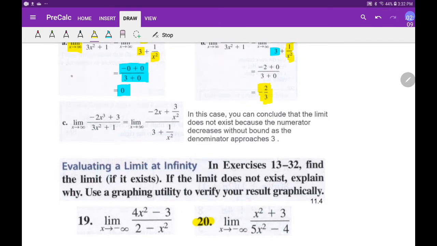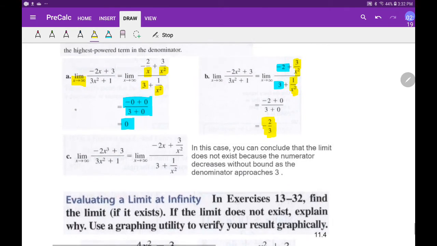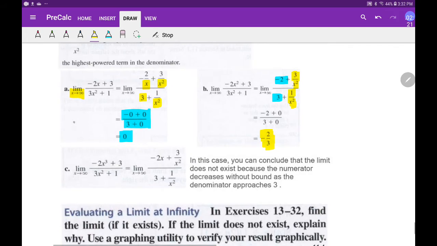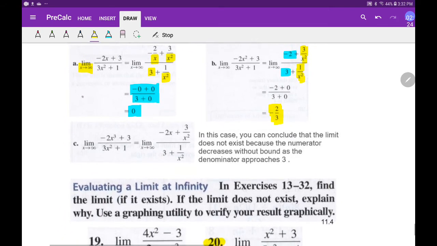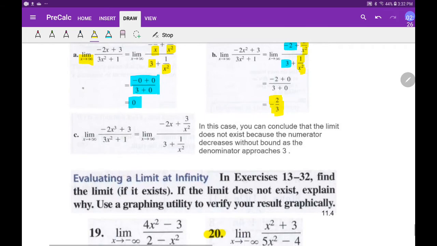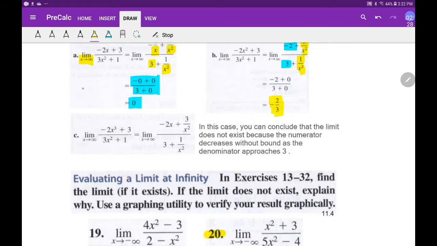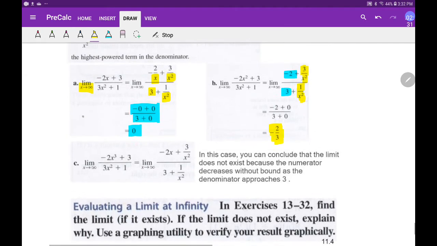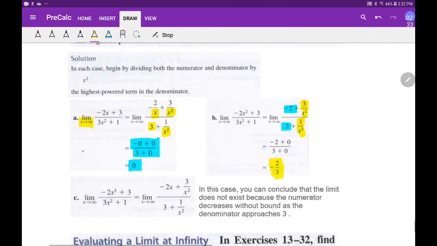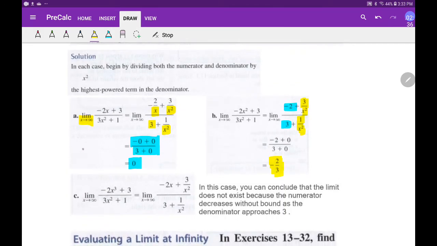So here, in this case, you conclude that the limit does not exist because the numerator decreases without bound as the denominator approaches 3. Where is that coming from? Anyway, why would they say, does this go with this picture? It doesn't seem like it would. Seems like we just have a repeat of the first one. But, am I wrong on that? Doesn't seem like it. Seems like it'd just be 0.